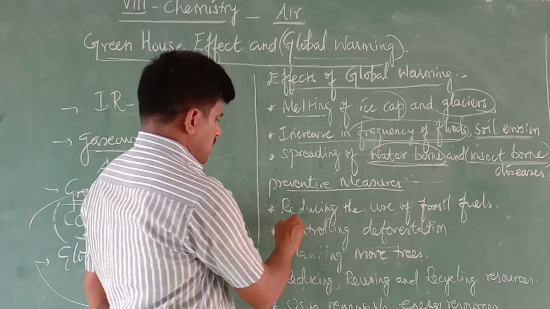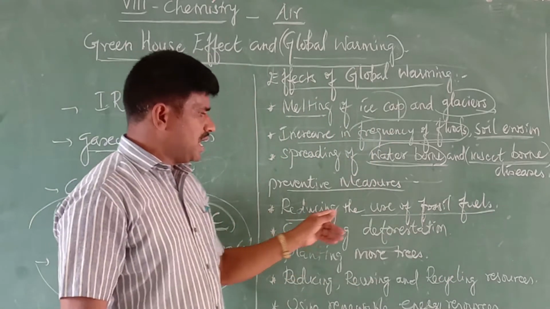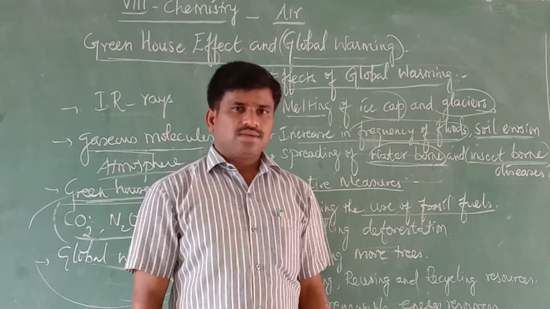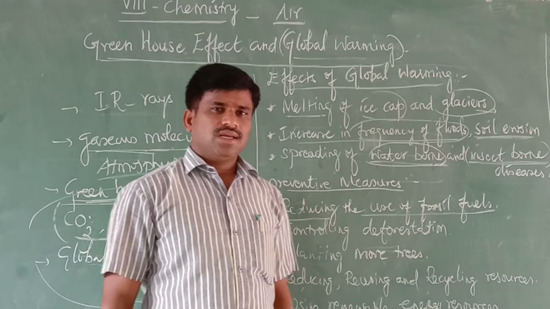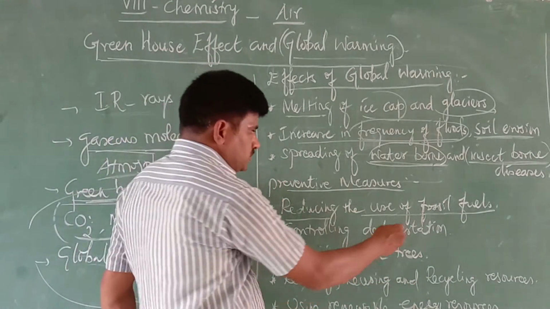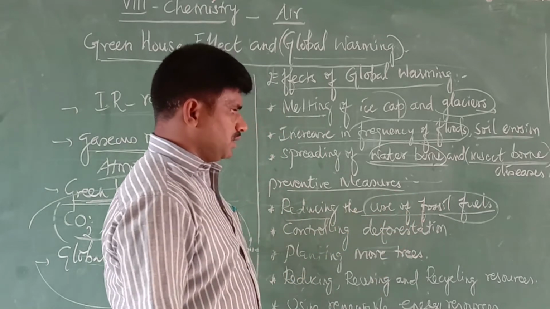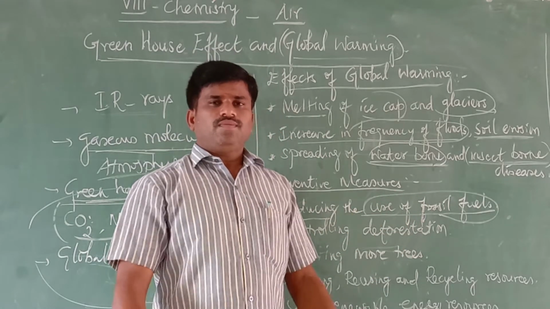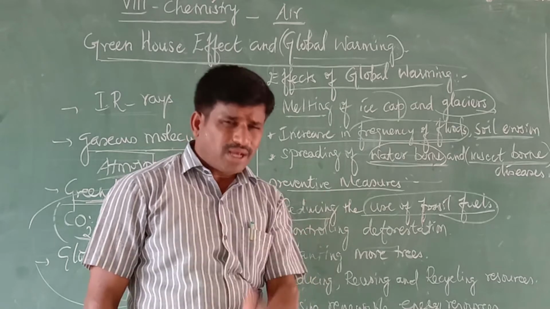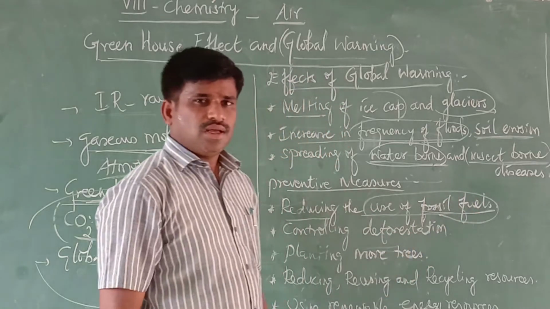The first one is reducing the use of fossil fuels. This is important. What are fossil fuels? Petrol, diesel, kerosene, etc. These fuels are fossil fuels, and we should reduce their use. Without them, how can we travel from one place to another? Understood? Diesel, petrol, we should minimize their use.